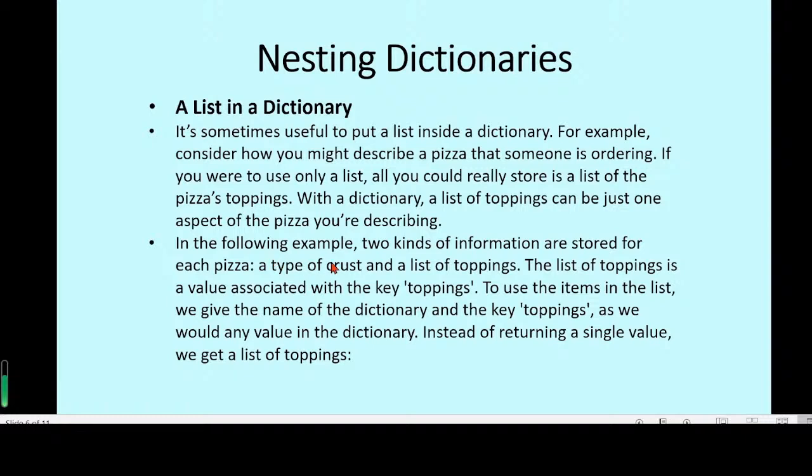So in the following example, two kinds of information are stored for each pizza: a type of crust and a list of toppings. The list of toppings is a value associated with the key toppings. To use the items in the list, we give the name of the dictionary and the key toppings as we would any value in the dictionary. Instead of returning a single value, we get a list of toppings.